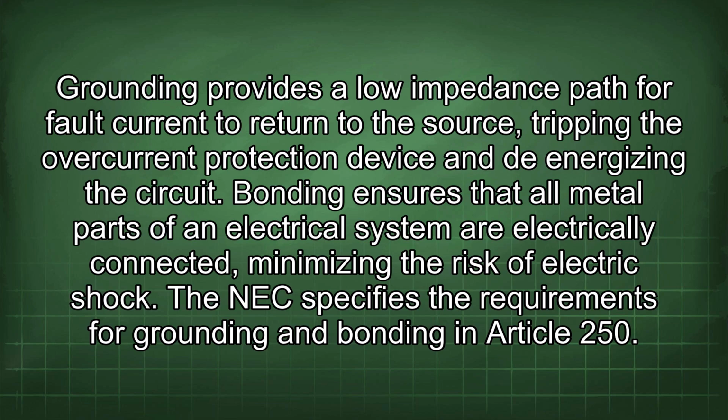Grounding provides a low impedance path for fault current to return to the source, tripping the overcurrent protection device and de-energizing the circuit. Bonding ensures that all metal parts of an electrical system are electrically connected, minimizing the risk of electric shock. The NEC specifies the requirements for grounding and bonding in Article 250.